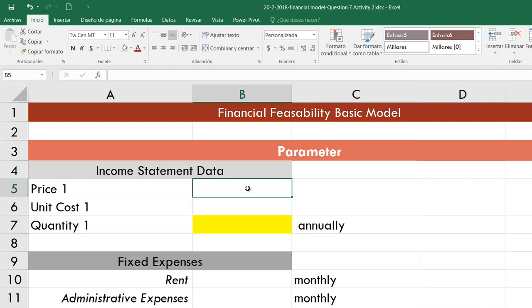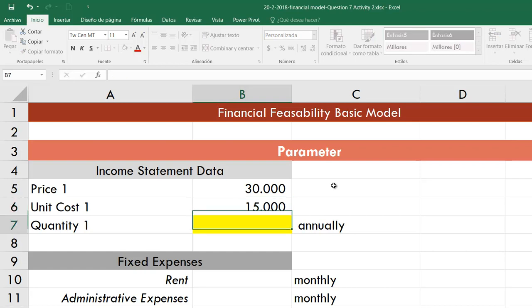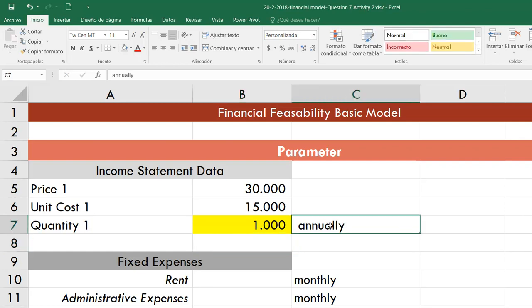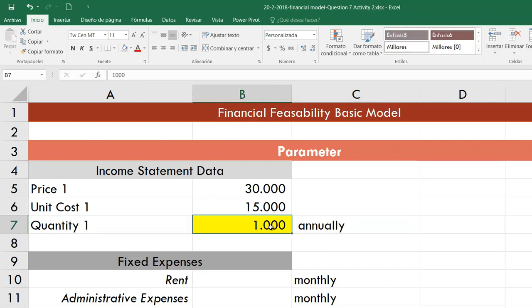I sell t-shirts at 30,000 pesos, and my unit cost, because I buy them from my supplier and resell them as retail, is 15,000 pesos. And the quantity, I will type 1,000. I didn't give this much thought, but I take into consideration that this will be annual. So in my first year, I intend to sell 1,000.